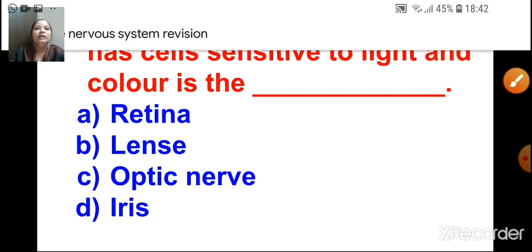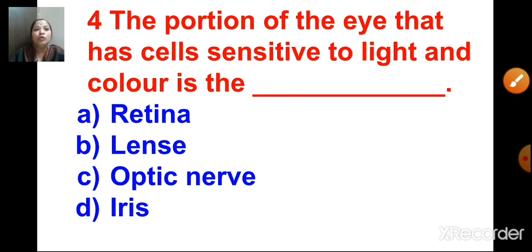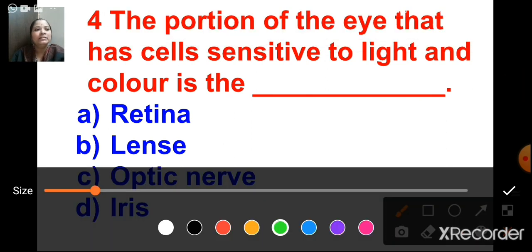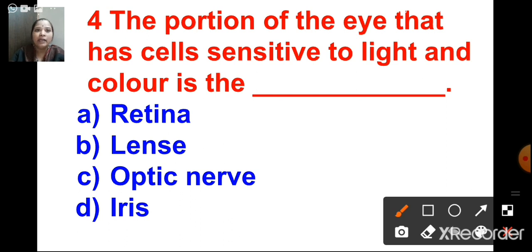Right? The next one is, the portion of the eye that has cells sensitive to light and color is the dash. And the options are retina, lens, optic nerve and iris. So which portion has the cells sensitive to light and color? Yes, the option is A, retina. Retina has the cells which are sensitive to light and color.